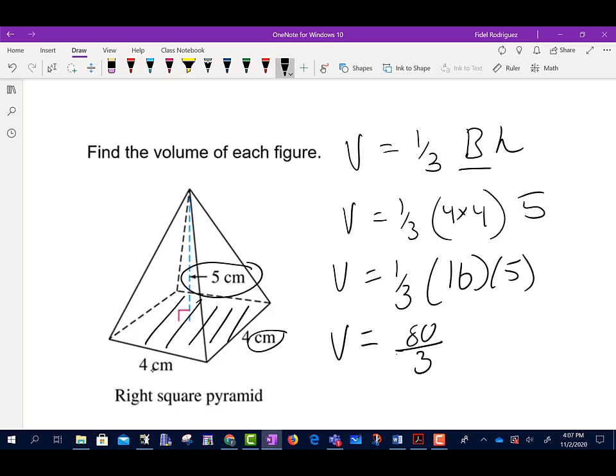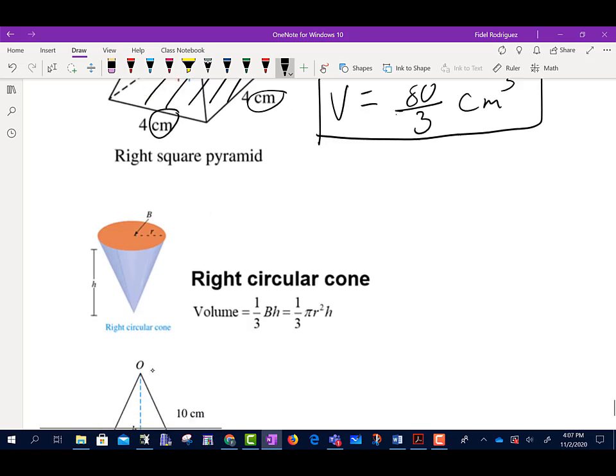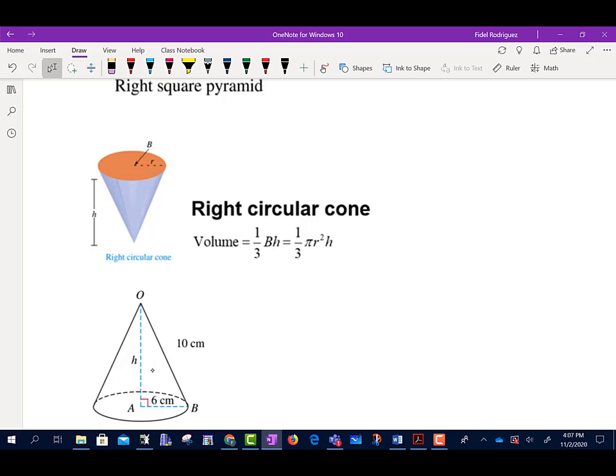My units here are in centimeters, so this is going to be centimeters cubed. And here's the next one. We have the formula for a right circular cone. Here's my formula. The volume is equal to 1/3 B times H.